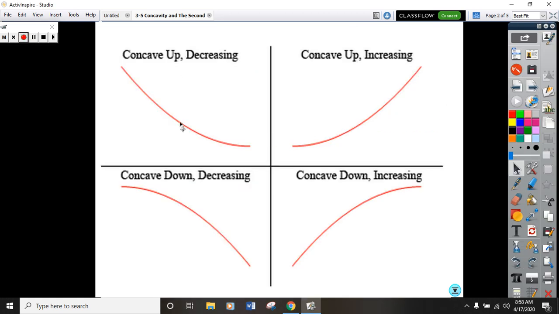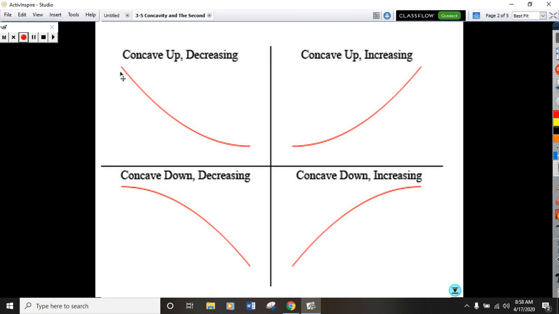Oh wait, I got a couple more pictures. So here, like I said, this just breaks it down. This part of the graph up here in the upper left-hand corner is showing decreasing, that's concave up, so it's bent upward. And then the second half up here in the upper right is concave up, but it's also increasing. So again, you can see how it makes two halves of a minimum. That's where concave up lives.